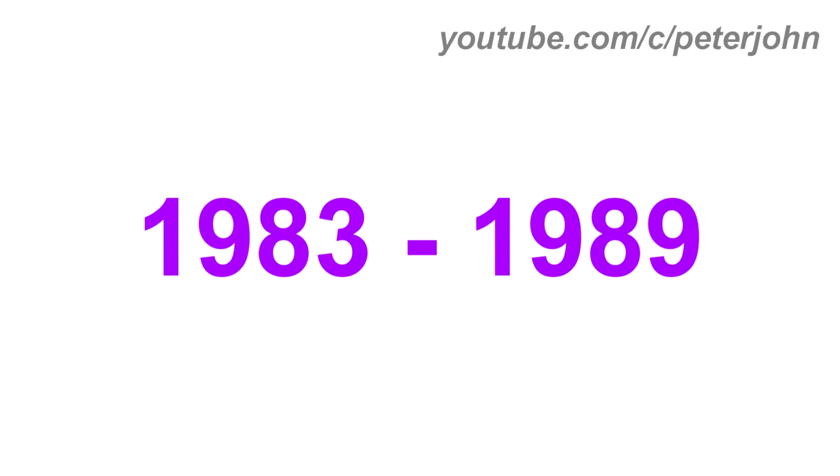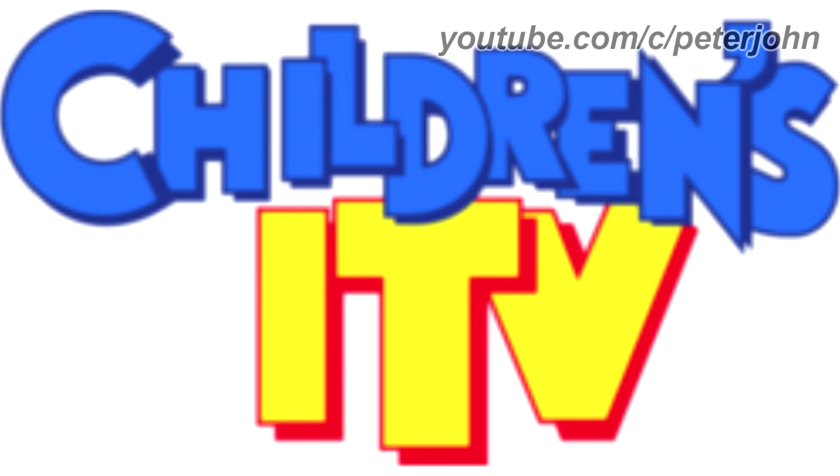1983 to 1989, here we have the logo of the second CITV's name, Children's ITV. There is the word Children's in blue text, and under it, there is the word ITV in yellow text on a red outline. Here is a bumper.